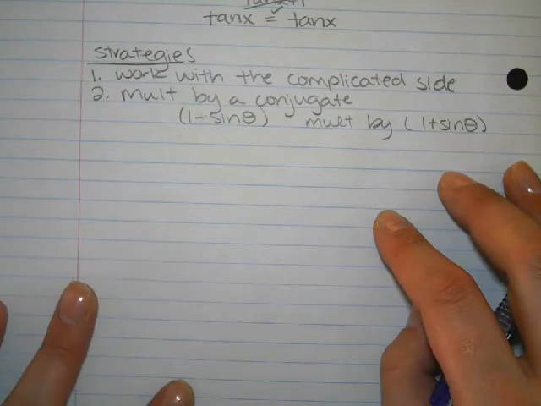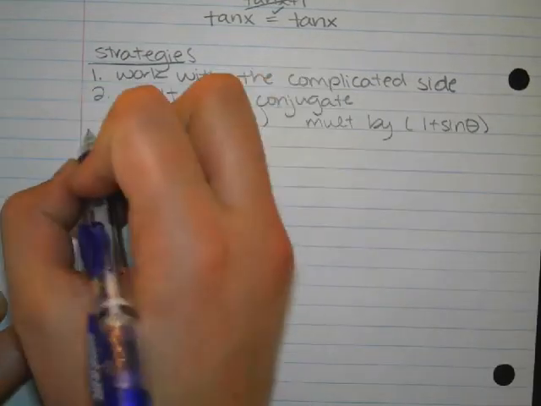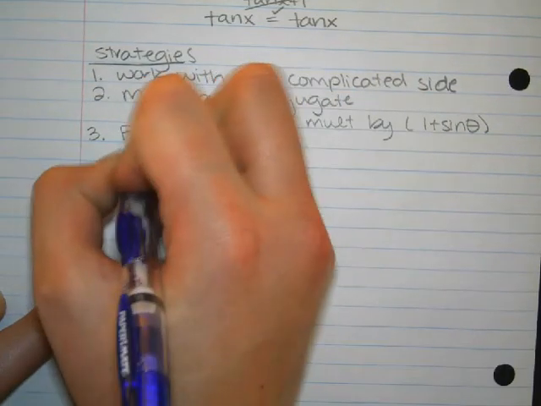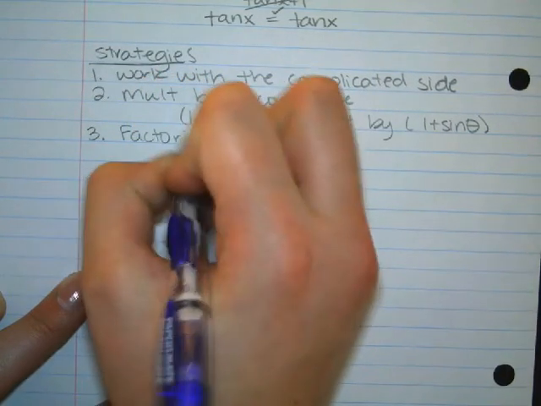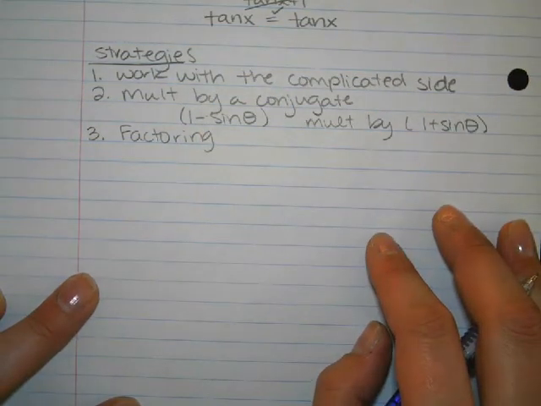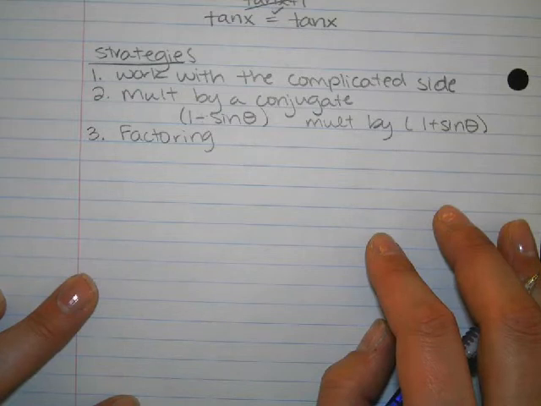Okay? Did we talk about any other strategies? I don't remember. Ooh, one to add here is that factoring, you might factor things sometimes. And that seems to be something that students tend to forget. So factoring might be a strategy, taking out a GCF and then letting it cancel with something.